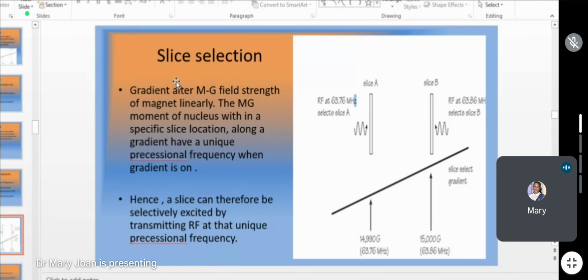So when we talk about slice selection, the gradient alters the magnetic field strength of the magnet linearly. The magnetic moment of nuclei within a specific slice location along a gradient has a unique precessional frequency when the gradient is on. Hence, a slice can be selectively excited by transmitting RF at that unique precessional frequency.